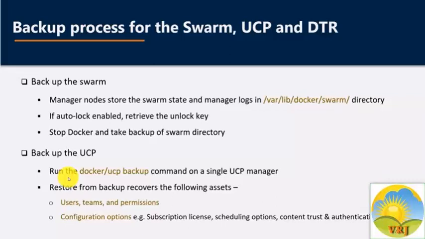Since UCP stores the same data on all manager nodes, you only need to take periodic backups of a single manager node. UCP restore recovers the following assets from the backup file: users, teams, and permissions. All UCP configuration options available under the admin settings, like the Docker EE subscription license, scheduling options, content trust, and authentication backends. Let's see how to backup the DTR.